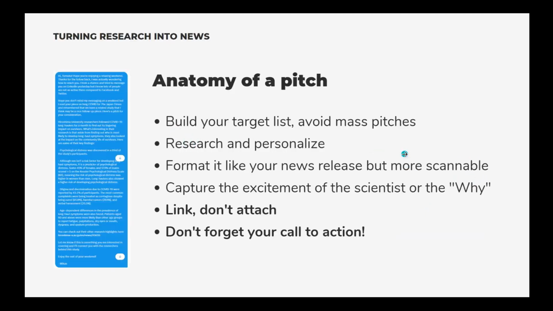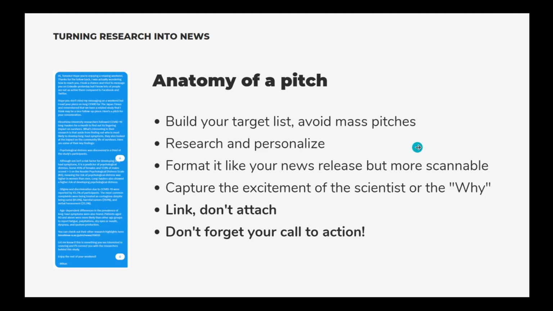Next, link, don't attach. Usually, I think in other universities as well, when there's an attachment, it's flagged as junk because it may contain a virus. It's the same with newsrooms. So it's better if you link your release within the pitch instead of putting in an attachment.